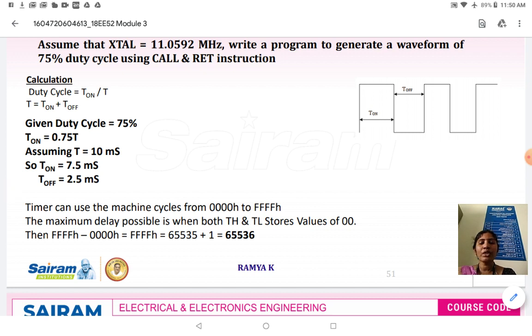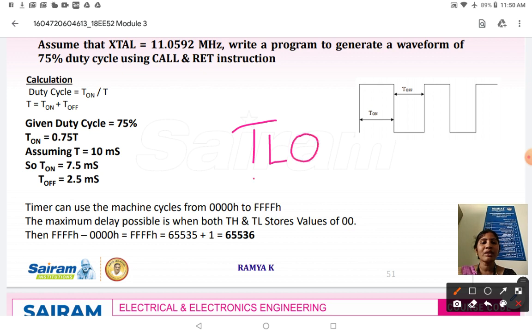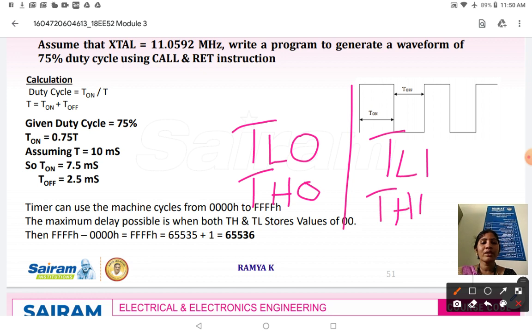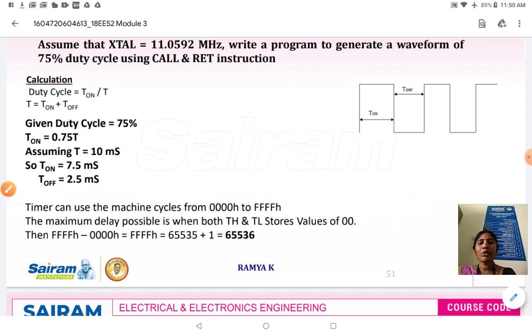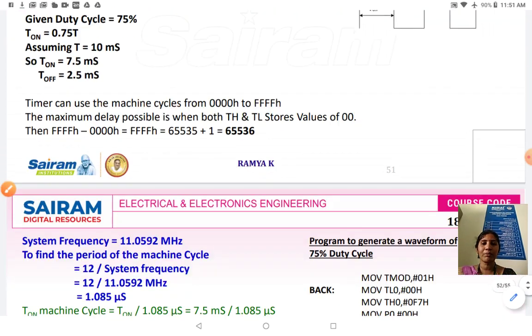I need to load this particular value in my timer register. I can use either timer 0 or timer 1. If I am going to use timer 0, I will be loading my 16-bit data in TL0 or TH0. Suppose if I am going to use timer 1, I will be loading my data in TL1 or TH1. Anything is fine. Next, what should be the possible values that we need to load in the TH and TL registers? So here the maximum count is from 0000 to FFFF, so 65,536 is your maximum count.